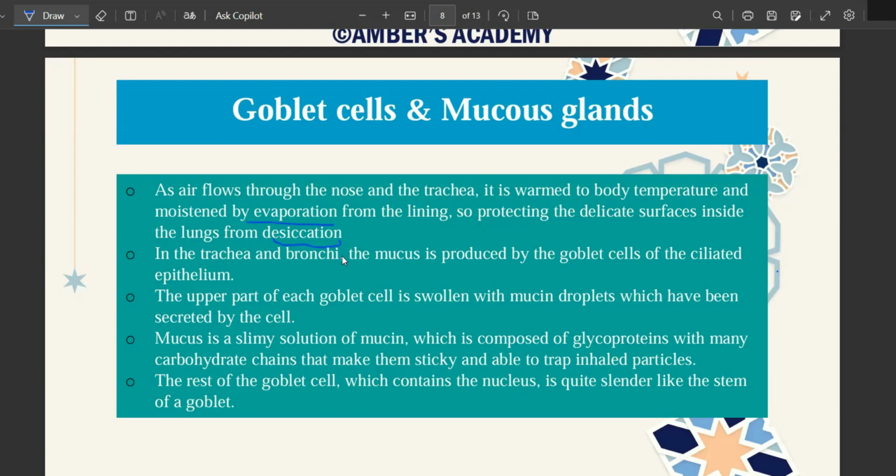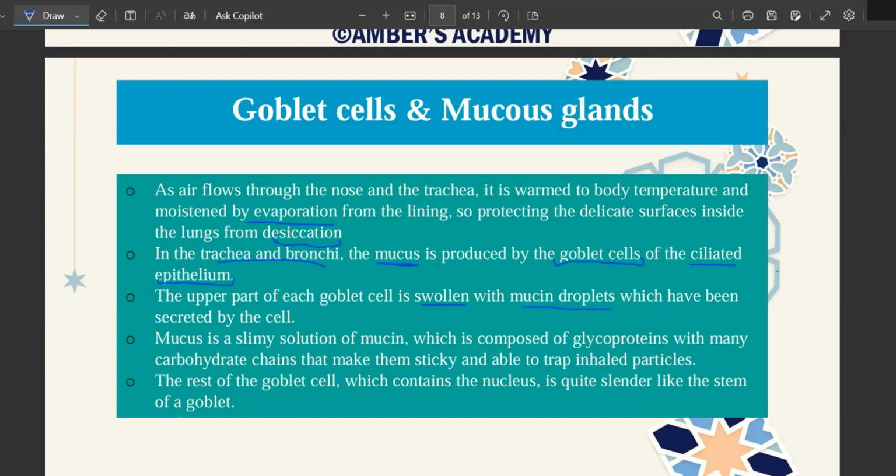Then in the trachea and bronchi, the mucus is produced by the goblet cells. So number one, in the trachea and in the bronchi, the mucus is produced by goblet cells of ciliated epithelium. Ciliated epithelium means any epithelium which bears cilia upon it. Then the upper part of each goblet cell is swollen with mucin droplets which have been secreted by the cell.